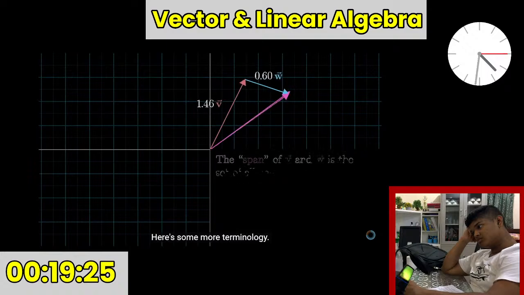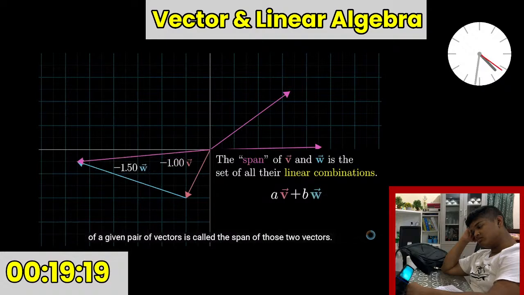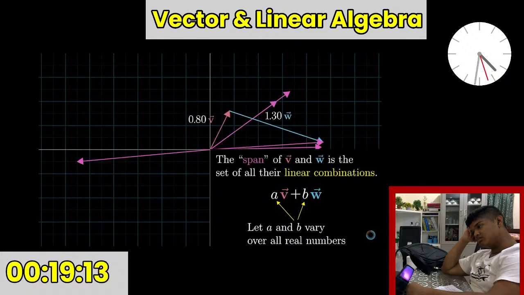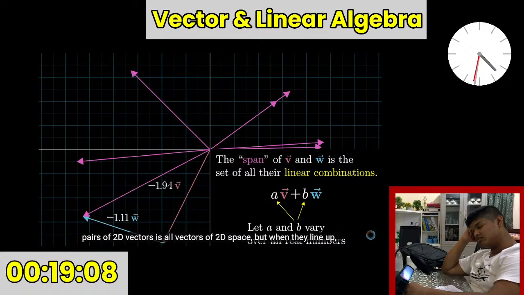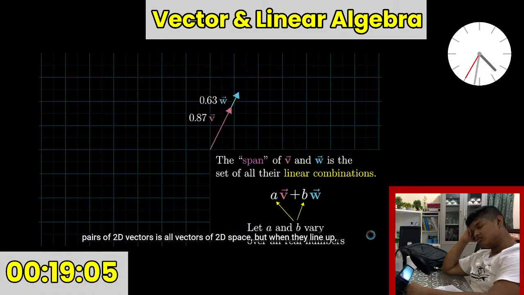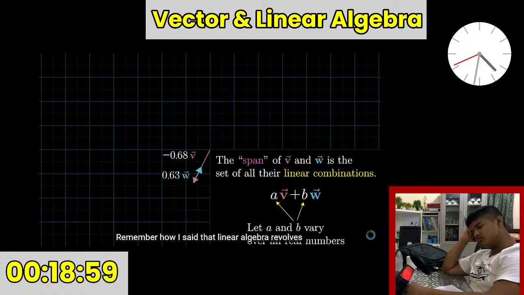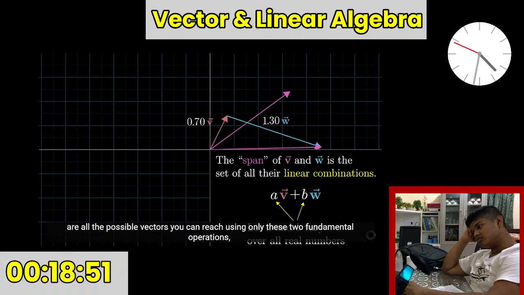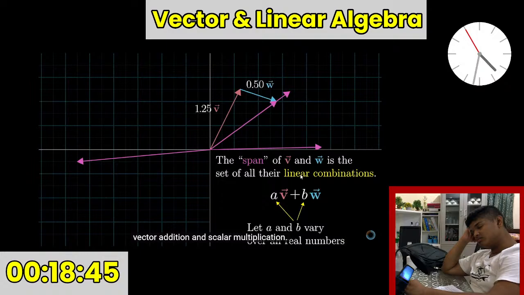Here's some more terminology. The set of all possible vectors that you can reach with a linear combination of a given pair of vectors is called the span of those two vectors. So restating what we just saw in this lingo, the span of most pairs of 2D vectors is all vectors of 2D space. But when they line up, their span is all vectors whose tip sit on a certain line. Remember how I said that linear algebra revolves around vector addition and scalar multiplication? Well, the span of two vectors is basically a way of asking what are all the possible vectors you can reach using only these two fundamental operations, vector addition and scalar multiplication.